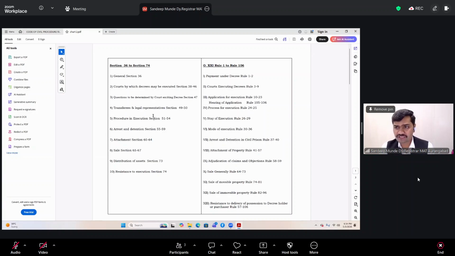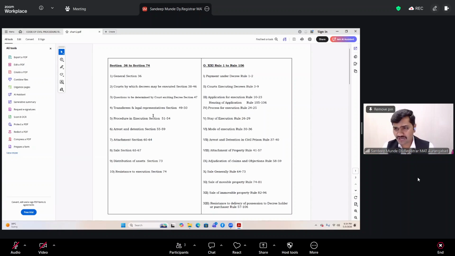So there are conflicting views with regard to the execution of decrees, whether an application is required or not. But we have to discuss Rules 10 to 23 with regard to the application for execution. So, who may file the application for execution? Where the holder of a decree desires to execute it, he shall apply to the court which passed the decree or to the officer appointed. So, the person who is the decree holder may file the execution application.